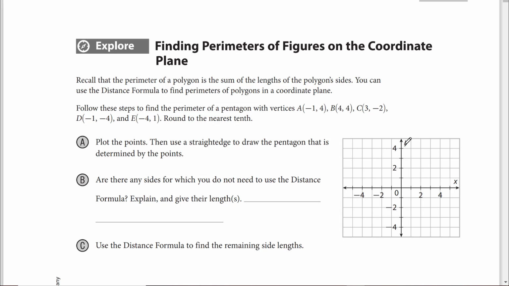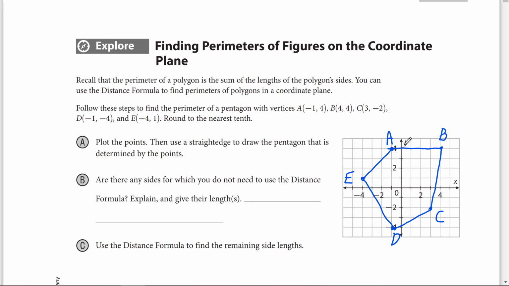So if I look at point A, that's going to go in at -1, 4. B's at 4, 4. C, 3, -2, D, -1, -4, and E, -4, 1. So that is going to make kind of a funky looking pentagon. Pentagon just meaning 5 sides.